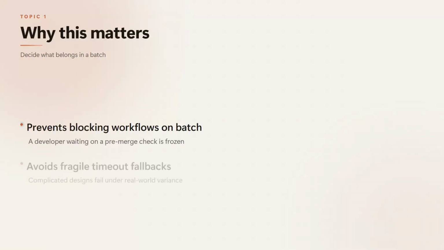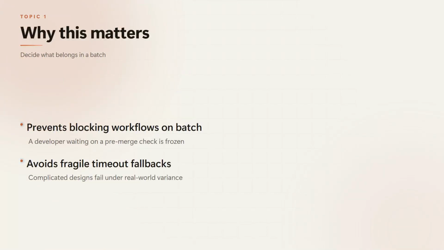Without this assessment, you get production failures that are hard to debug. Imagine a pre-merge check moved to batch. A developer pushes code, and the check sits in a queue for 6 hours because of a backlog. The developer is blocked, the pipeline stalls, and you have no SLA to lean on when you call support. The cost is not just latency, it's lost trust in the system. The alternative of building a timeout fallback to real-time seems clever, but it adds complexity that breaks under edge cases. The simple rule, batch only what can wait, prevents all of this.